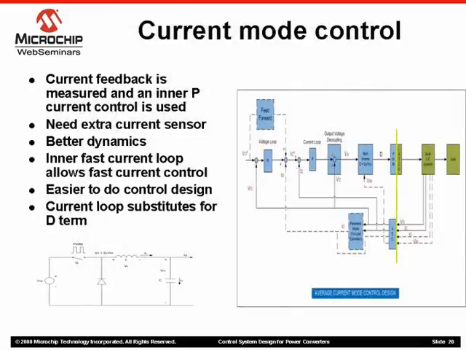In current mode control, current feedback is measured and an inner P current control is used. The reference for this inner P current controller is generated by the outer voltage loop. The outer voltage loop is a PI controller. The current loop substitutes for the D term used in voltage mode controller previously. By having current mode control, it is much easier to do the control system design. The inner fast current loop allows fast current control. So the outer voltage loop sees an ideal current regulator which provides the current that is required instantaneously. So this is the block diagram of current mode controller.